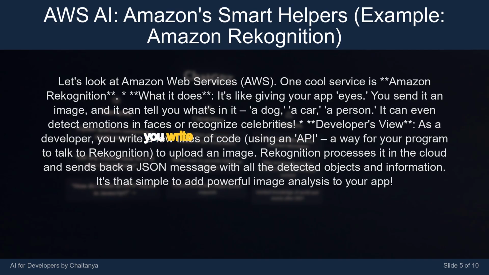Developer's view. As a developer, you write a few lines of code, using an API, a way for your program to talk to Rekognition, to upload an image. Rekognition processes it in the cloud and sends back a JSON message with all the detected objects and information. It's that simple to add powerful image analysis to your app.